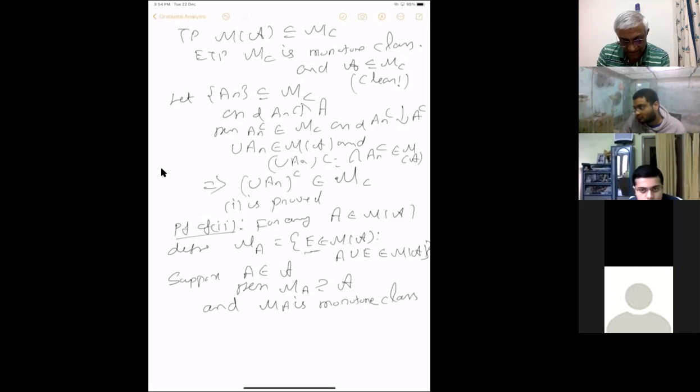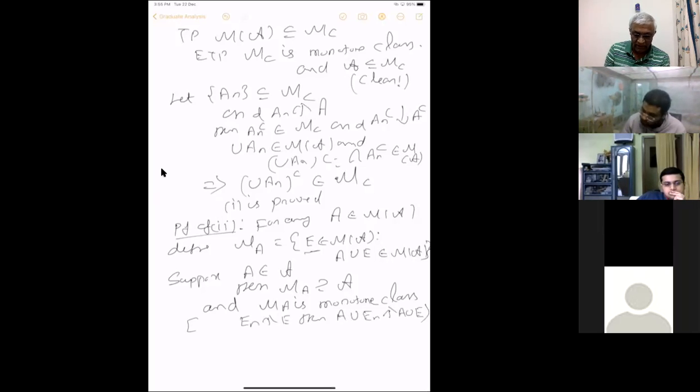I'm defining this M subscript A like this. Then for any A in the algebra, MA contains A, because the algebra is closed under union. And this MA is a monotone class. That's very easy to check. If you have any En increasing to E, then we have that A union En will increase to A union E.